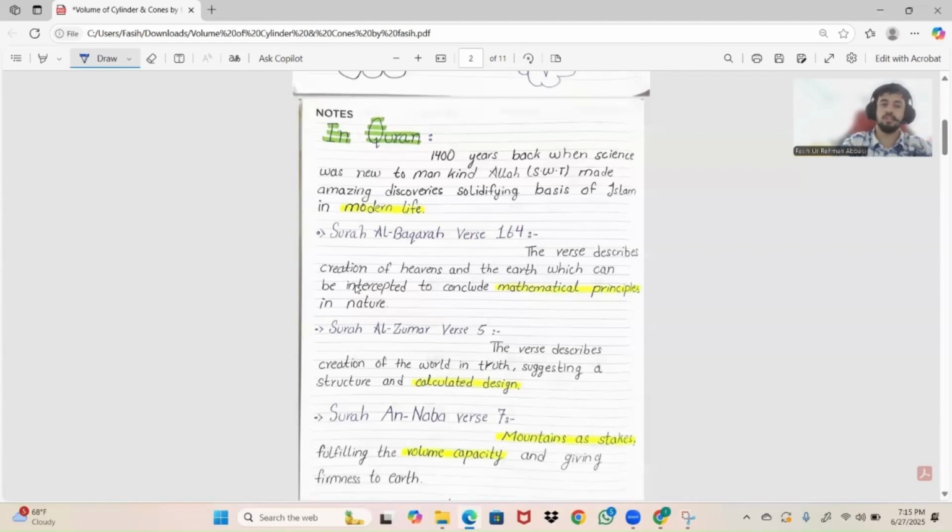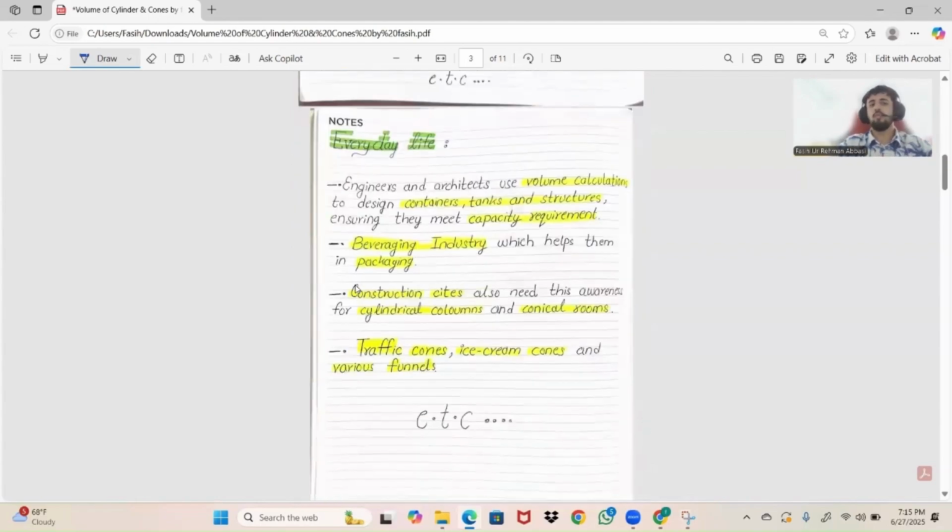Giving firmness to Earth, just like the stakes do. And why do we use them in everyday life? Engineers just like me, I'm an electrical engineer, I'm going to be one, inshallah, and architects use volume calculations to design containers, tanks, and structures, ensuring they meet capacity requirements.